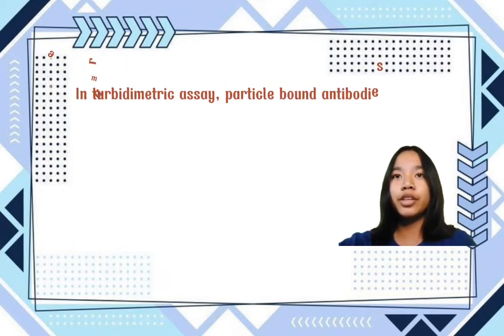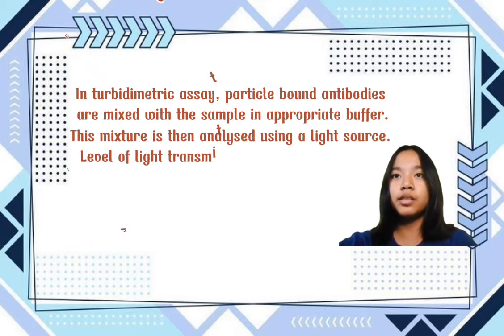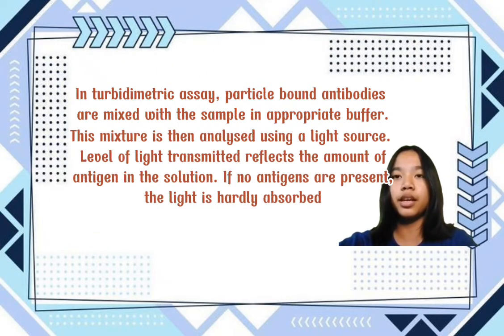In turbidimetric assay, particle-bound antibodies are mixed with the sample in appropriate buffer. This mixture is then analyzed using a light source. The level of light transmitted reflects the amount of antigen in the solution. If no antigen is present, the light is hardly absorbed.